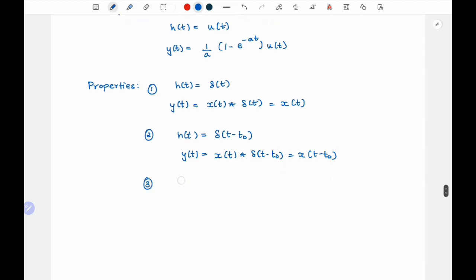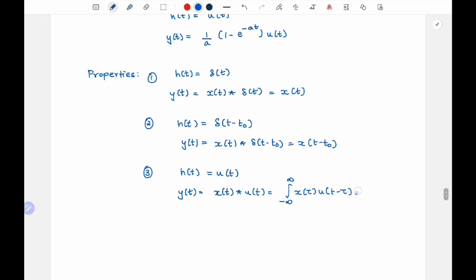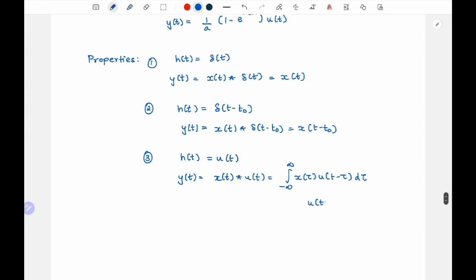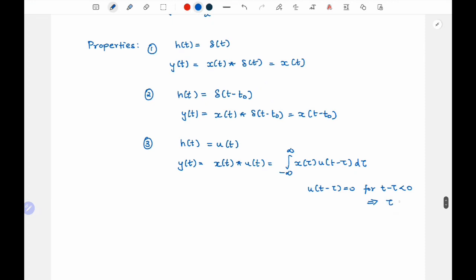So next let us consider h of t equal to u of t. So we know y of t is x of t convolved with u of t, which is nothing but integral x of tau u of t minus tau d tau. But we know that u of t minus tau is equal to 0 for t minus tau less than 0, right? So this implies that for tau greater than t, u of t minus tau is 0. So this term is going to be 0. So the integral will only go from minus infinity to t.